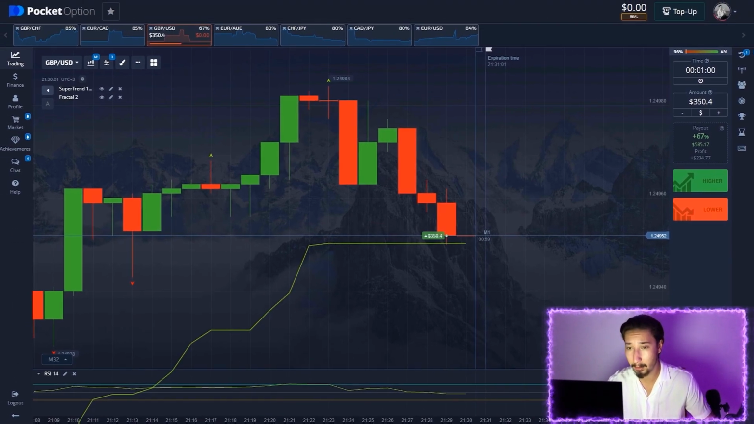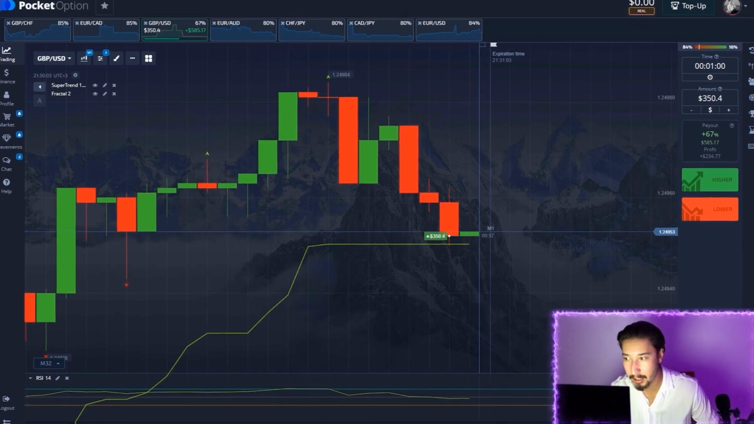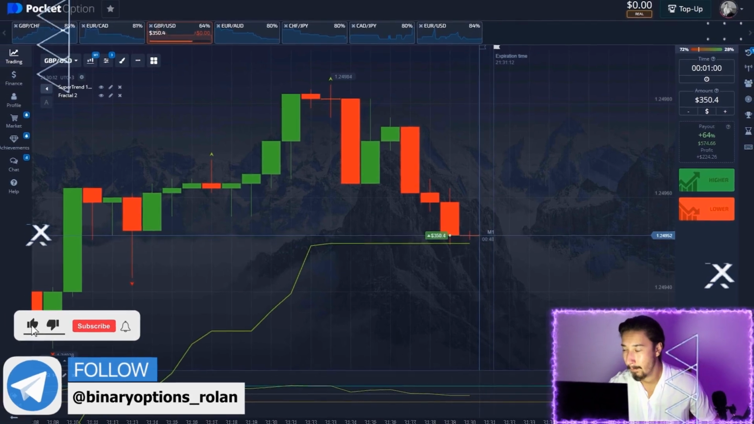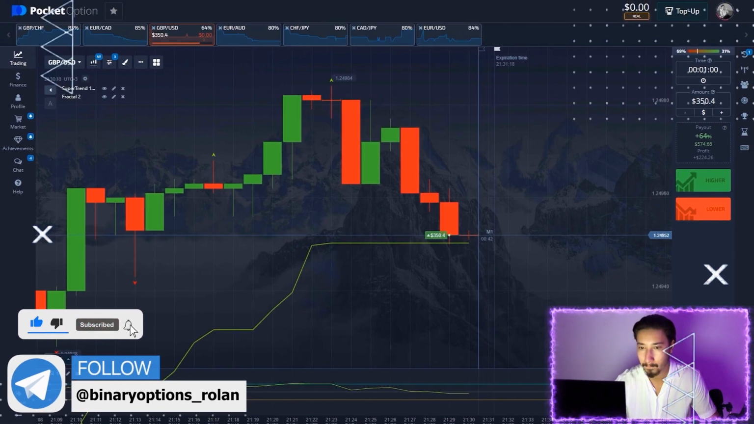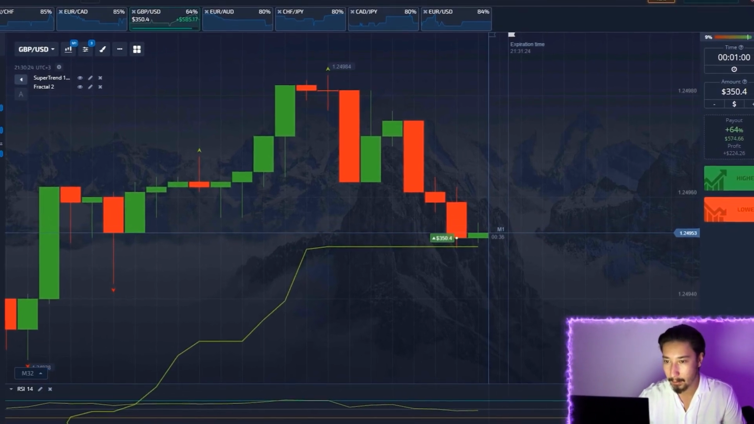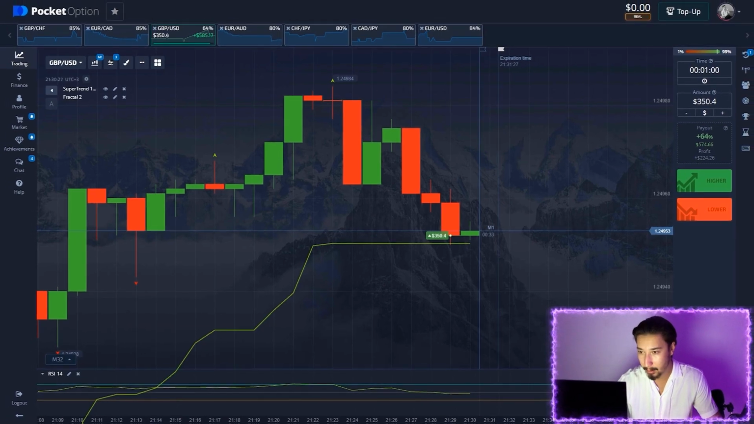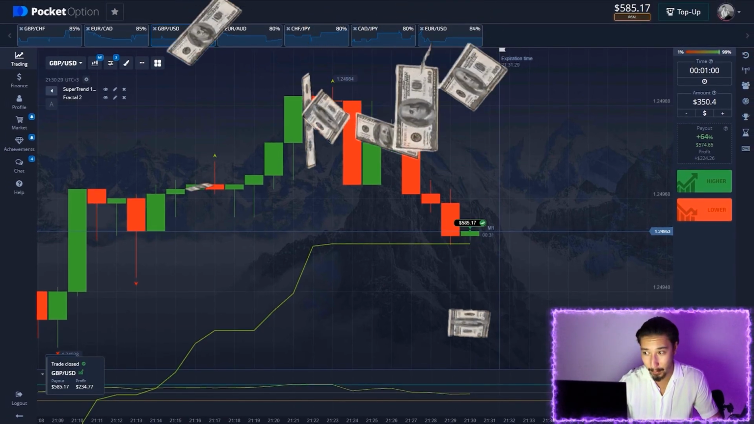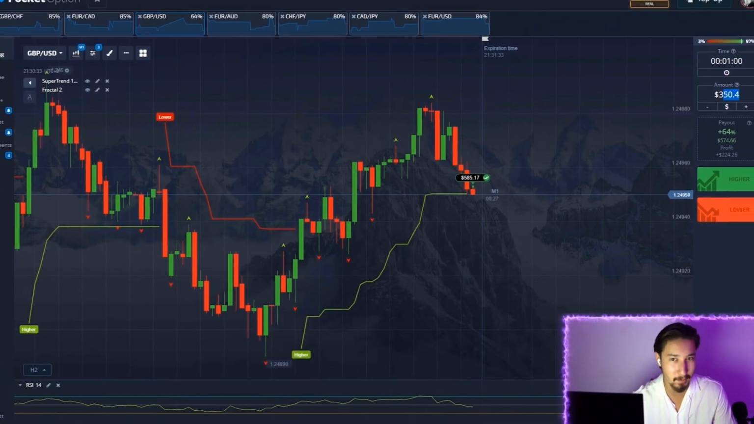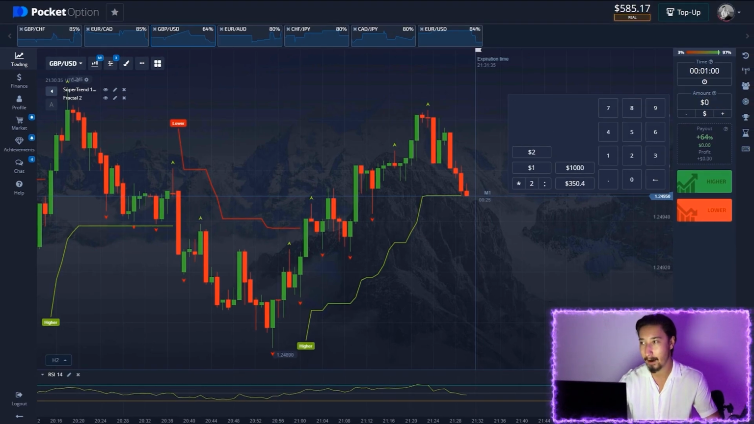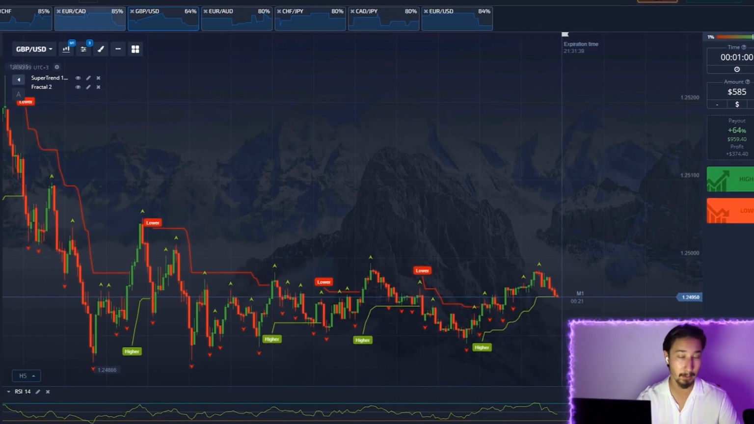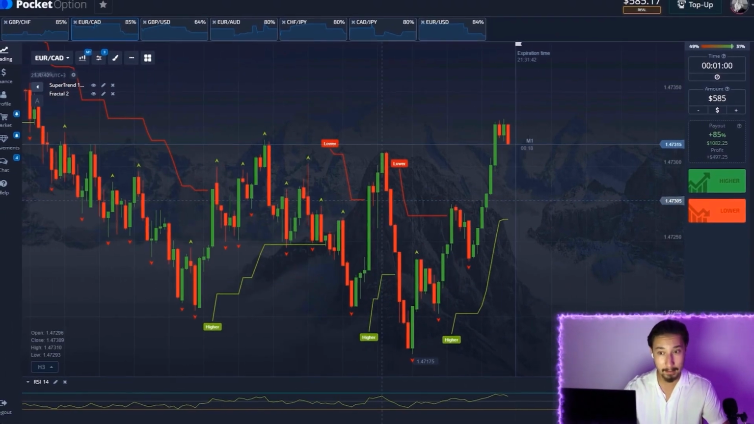New candle appeared. Let's see. As you can see, the volatility is kind of low, and there it is. The breakout is happening. Let's wait exactly at the end of the position, exactly as we expected, and there are $585 on the balance. So we're gonna update the trade amount as I did, and let's continue.